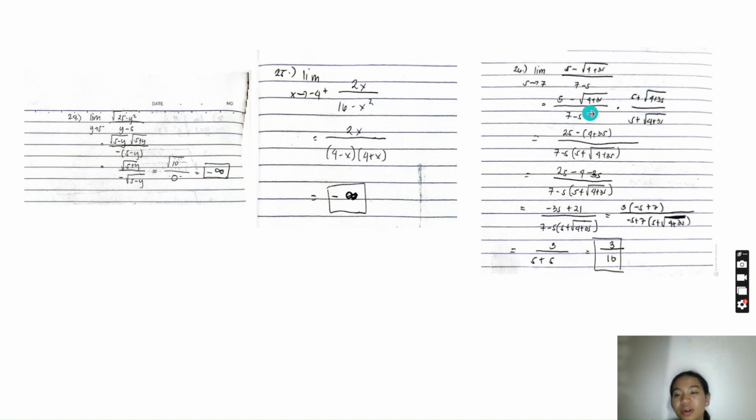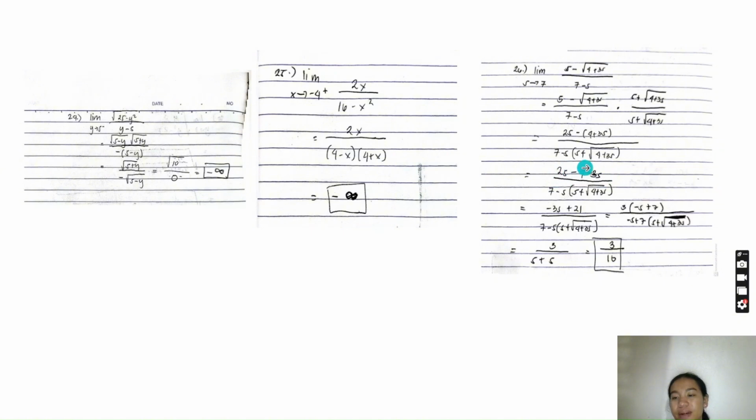So 5 minus the square root of 4 plus 3s times 5 plus the square root of 4 plus 3s, that is 25 minus the quantity of 4 plus 3s, all over 7 minus s times the quantity of 5 plus the square root of 4 plus 3s. It's from here that the numerator can be factored.